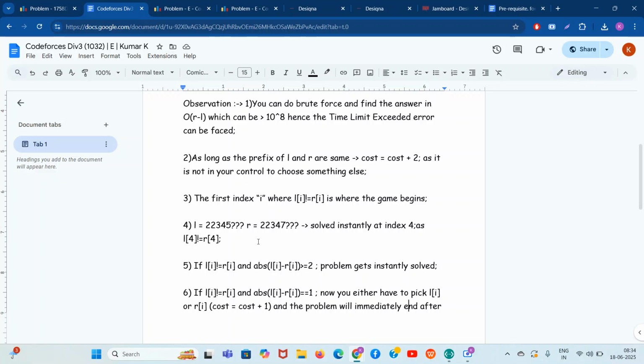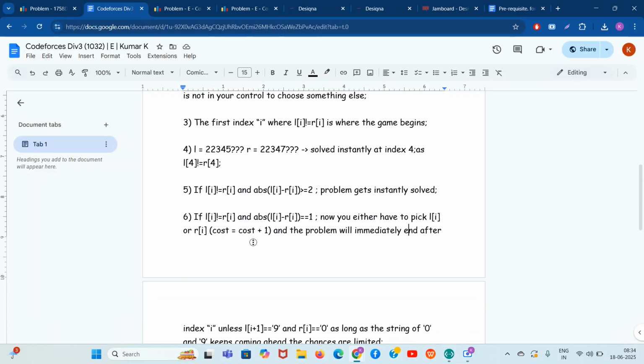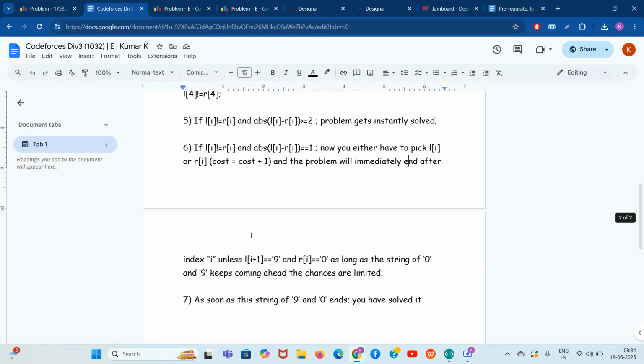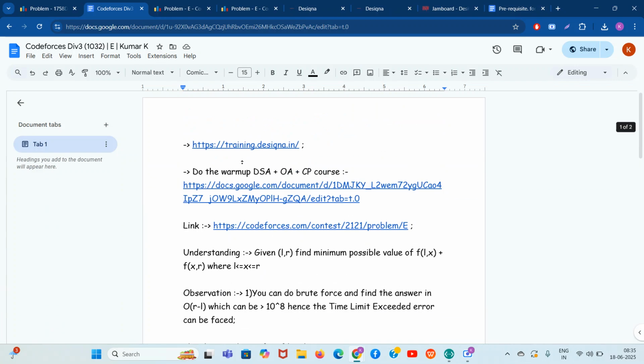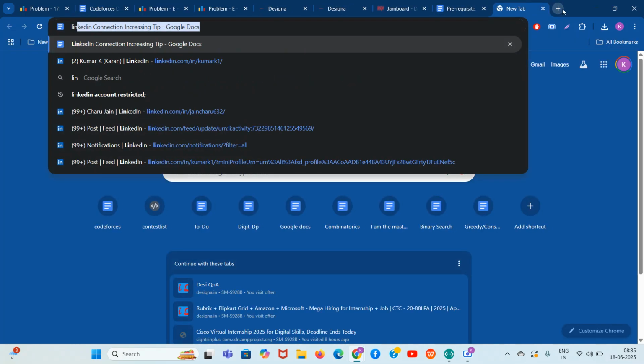It's deadly, man, deadly. So if L of I is not equal to R of I and the absolute difference is 1, now you either have to pick Li or Ri, cost equals cost plus 1, and the problem will immediately end after index I, unless L of I plus 1 equals 9 and Ri equals 0. As long as the string of 0 and 9 keeps coming ahead, the chances are limited. As soon as the string of 9 and 0 ends, you have solved it. That's it. Just stay calm. Just stay happy. Life is very nice.